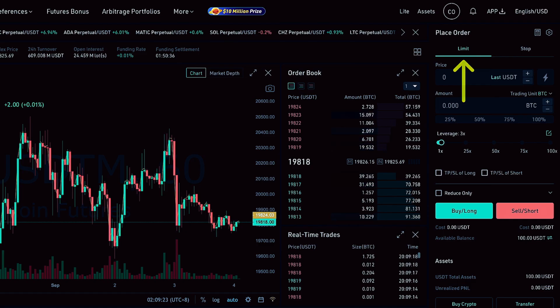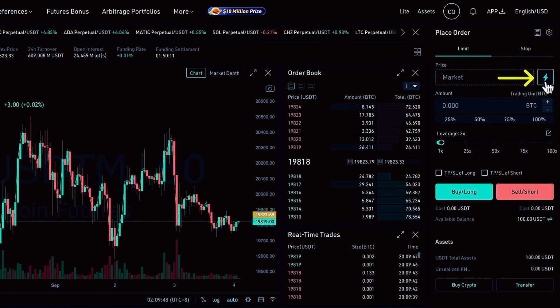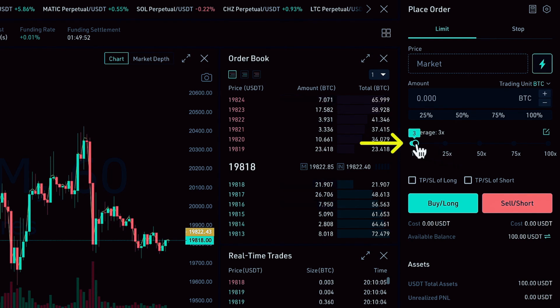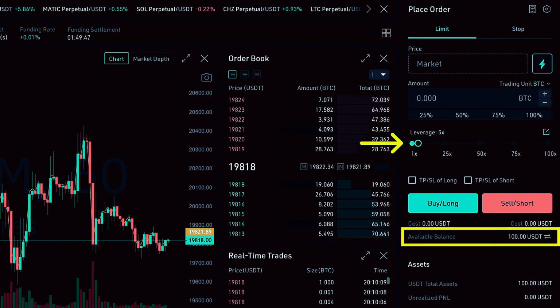limit order works. When we click on this bold icon, this is essentially going to make this a market order, meaning that it will just take the best available price in the order book and open our position immediately. So let's just do that for now. Then I'm going to choose a 5x leverage, which means I'm able to open a position worth about 5 times my margin balance, which currently is 100 USDT.